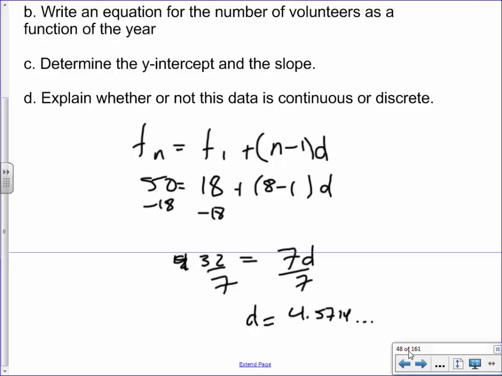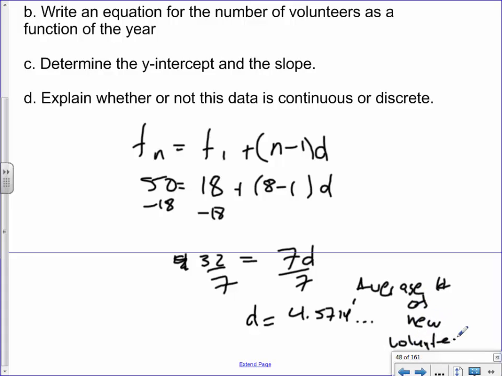So in terms of answering this question, it looks like the average amount up per year is about 4.5 volunteers. Not everything has to rely on whole numbers. Normally I'll give you an equation and we'll make it whole numbers, but it doesn't have to. Does that make sense? So we should probably say that the average number of new volunteers is 4.5714. So I'm guessing some years they go up by 4, some years they go up by 5. Maybe 1 year they go up by 3, another year they go up by 6. Does that make sense?